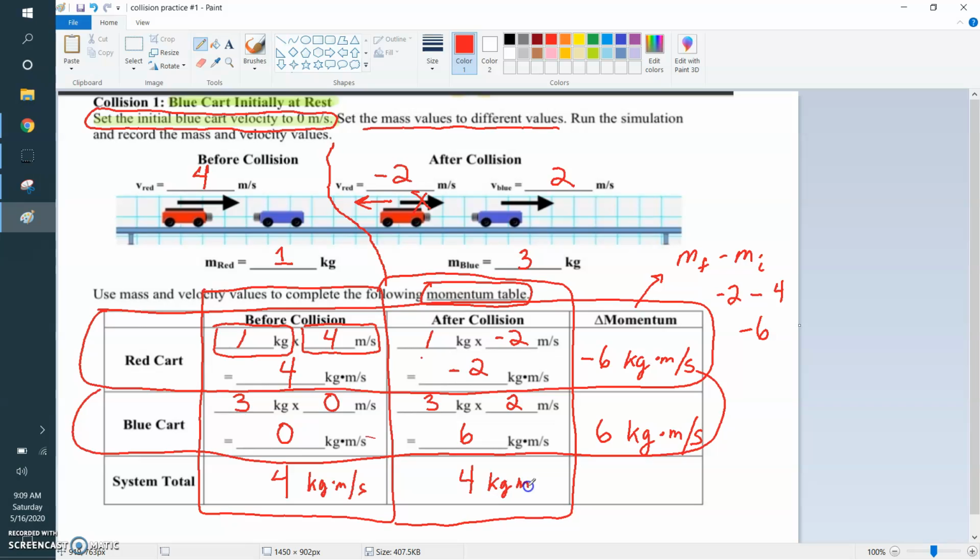So as you can see, the momentum from before to after did not actually change. Individually, it changes: some of the momentum in the red car shifts to positive momentum in the blue car. But the overall momentum of the system, the change in the system, is actually 0 kilogram meters per second. If you do final system momentum minus initial system momentum, you get a change of 0, so it did not increase or decrease.